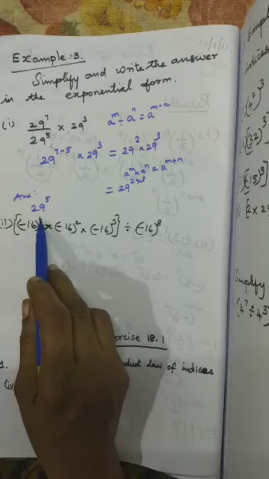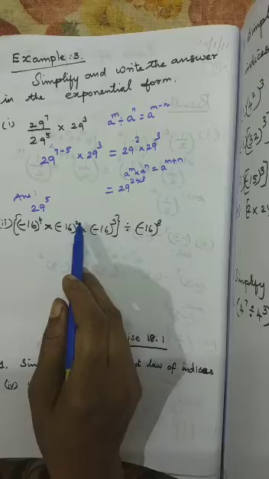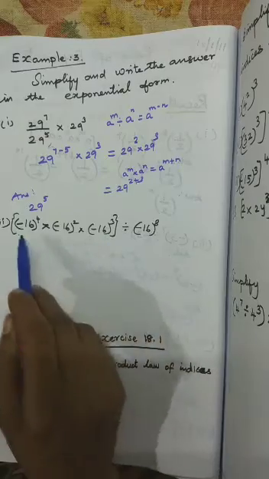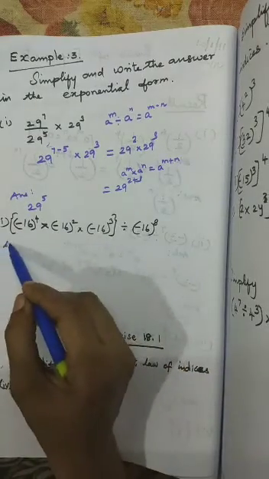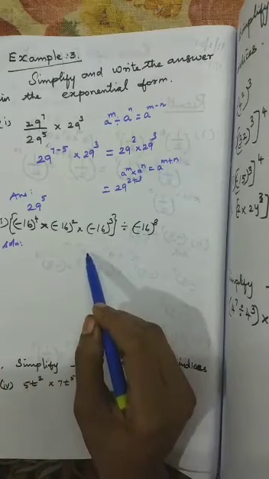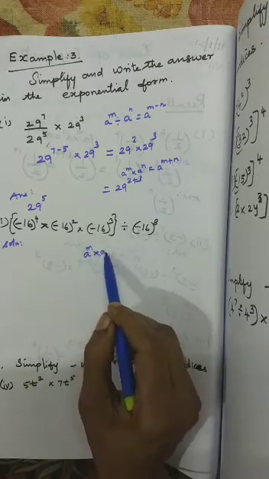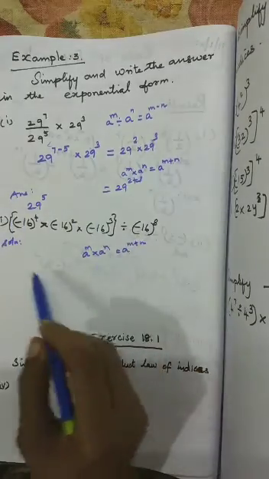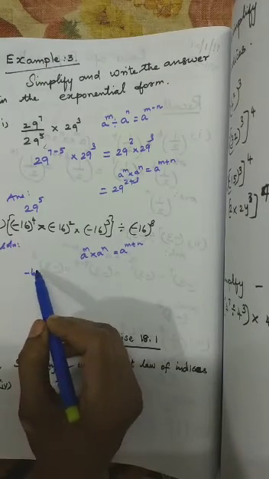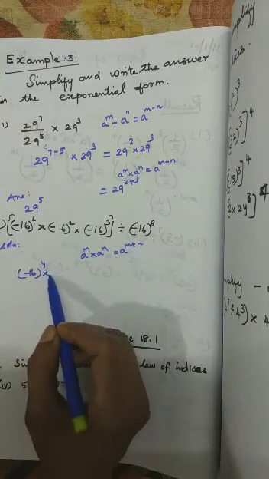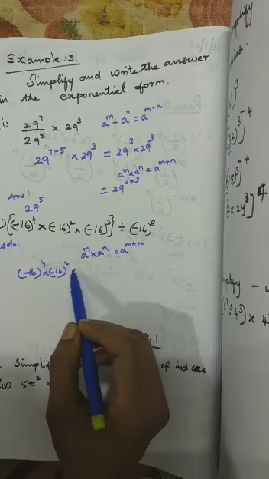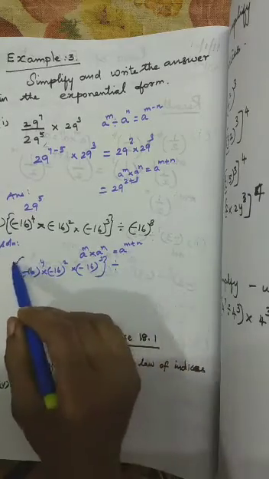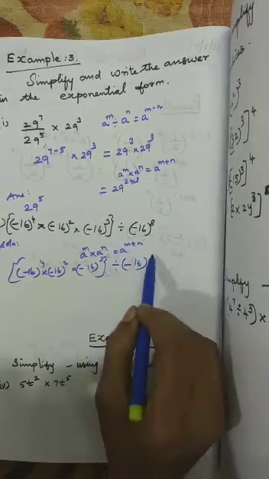Minus 16 the whole power 4 into minus 16 the whole power 2 into minus 16 the whole power 3. Here all are in multiplication and the bases are same. So, here we are using the laws. Which formula? A power m into a power n equal to a power m plus n. So, first remove this bracket. So, minus 16 the whole power 4 into minus 16 the whole power 2 into minus 16 the whole power 3 divided by minus 16 the whole power 8.